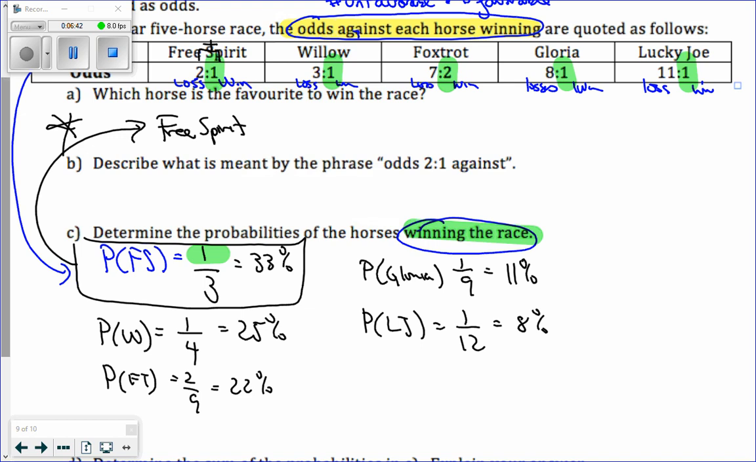So again, what is meant by the phrase odds 2 to 1 against? Against means the first number you see is the unfavorable, the second number you see is the favorable. So unfavorable in this question would be a loss, where favorable would be a win. In other words, they're going to lose 2 times for every 1 win. So every 3 races, you expect that horse to lose 2 and win 1. Okay.